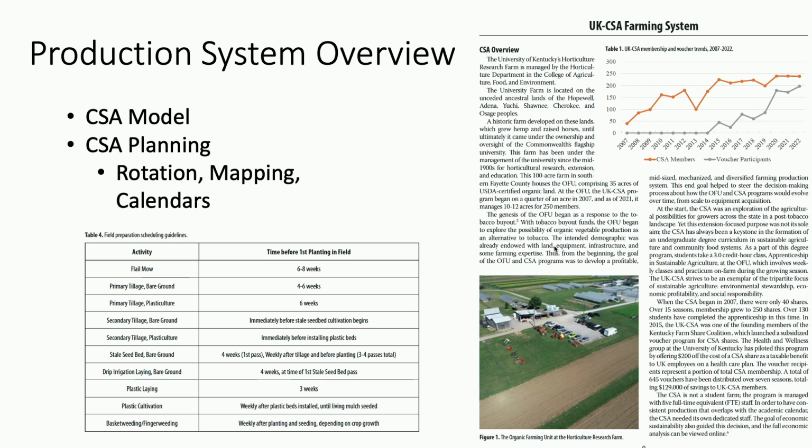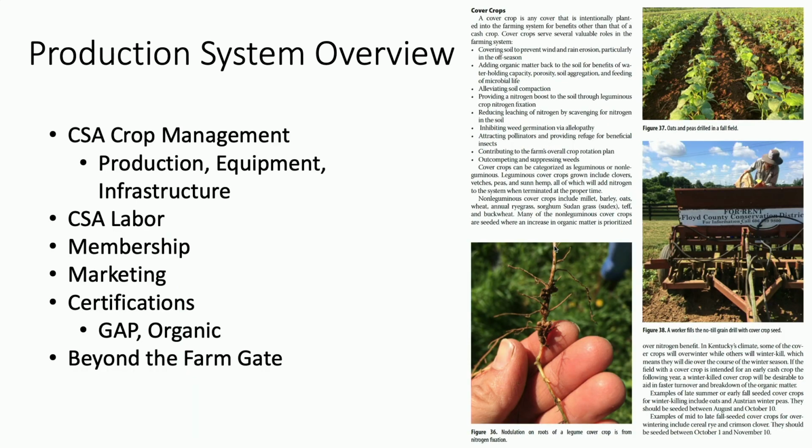This is field preparation guidelines, how we think about timing for establishing new crops and going into a new field. So again, just different resources, trying to paint the picture of what our system looks like. We're going to go deeper into crop management in this system: production, equipment, infrastructure, what our labor force looks like, what our CSA membership looks like, marketing, certifications like GAP, organic, and then beyond the farm gate, how we are working in the community. So this is just a broad stroke system overview.